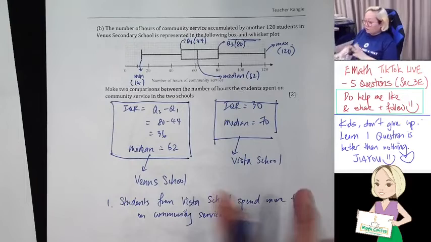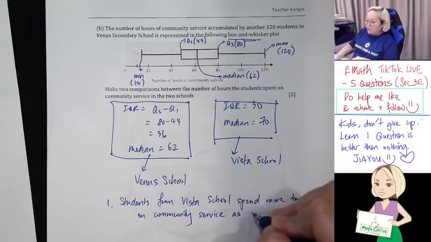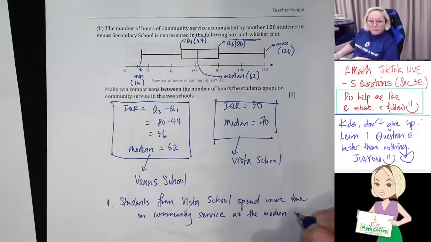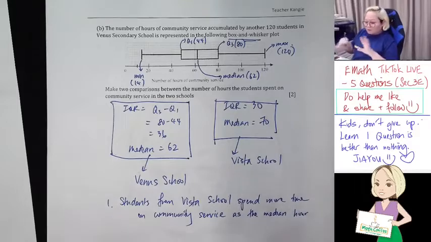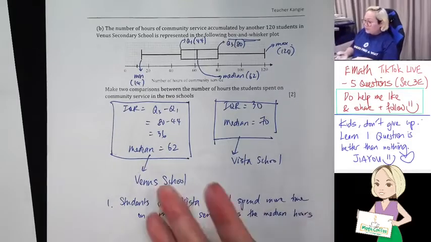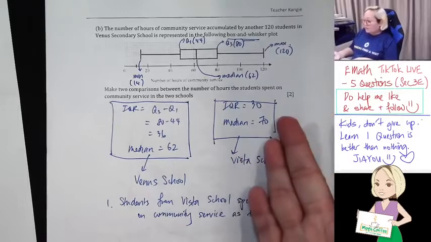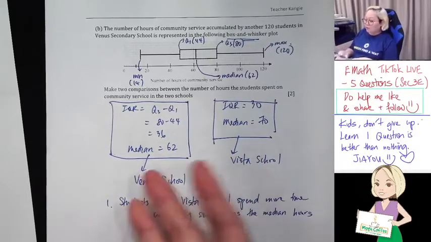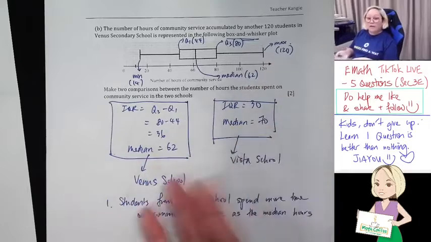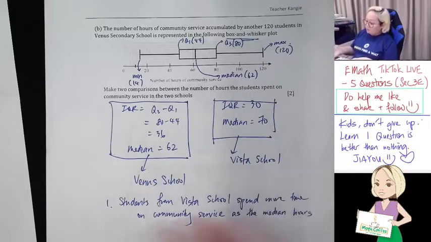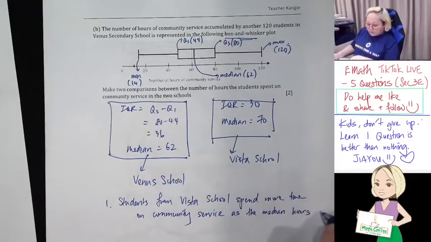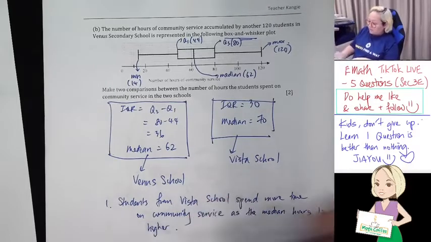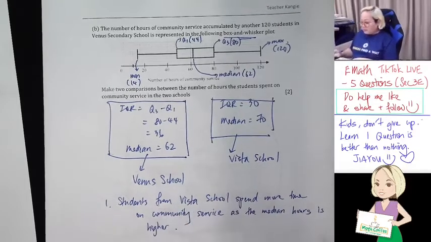Cannot anyhow say, right? You have to be clear and say that because the median is just like the average. So for Vista, the average is they spend 70 hours. Venus, the average is 62 hours. So by looking at the average, we say that Vista actually spends more time on community service, as the median hours is higher. So that's the first statement. How about the second statement?